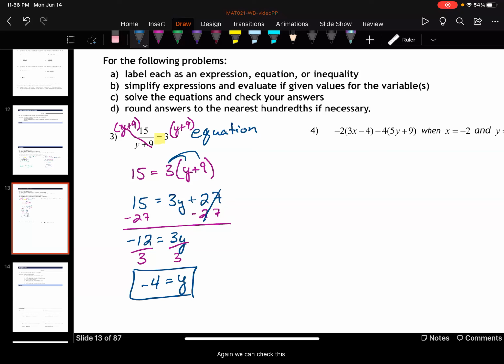Again, we can check this. So we would plug that negative 4 in where we have the y in our equation. So 15 over negative 4 plus 9, and we would see if that equals 3. So that would be 15 over negative 4 plus 9, which would be 5. And 15 divided by 5 is indeed 3. So that checks. So our answer is that y equals negative 4.